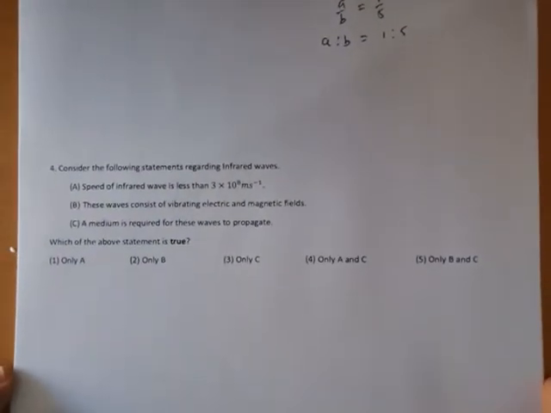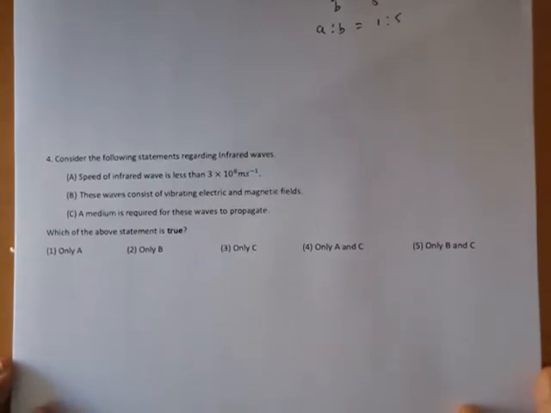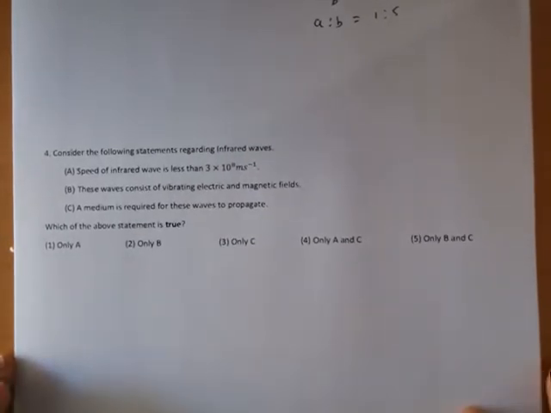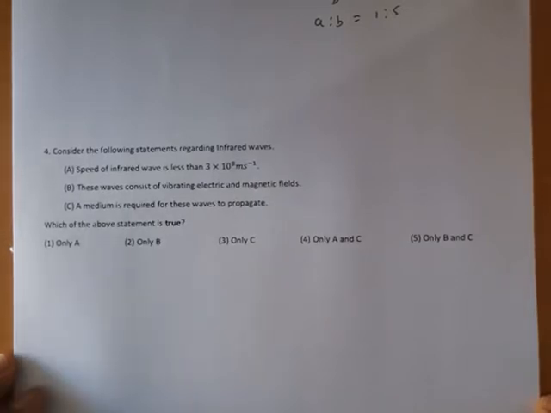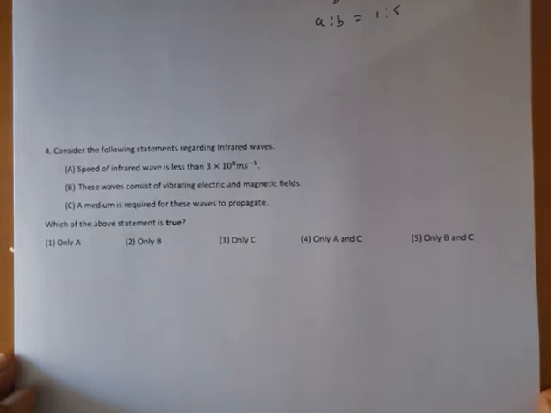Consider the following statements regarding infrared waves. Statement A. Speed of infrared waves is less than 3 times 10 to the power 8 meter per second. Statement B. These waves consist of vibrating electric and magnetic fields. Statement C. A medium is required for these waves to propagate. Which of the above statements is true?